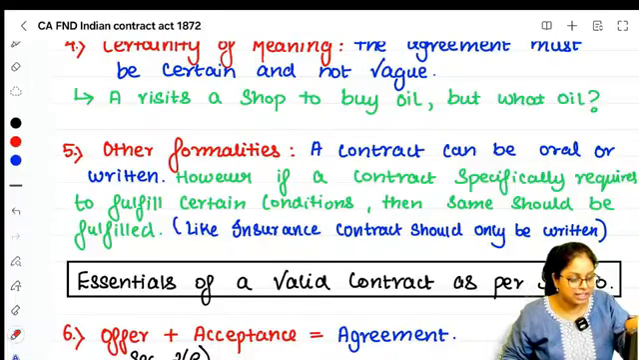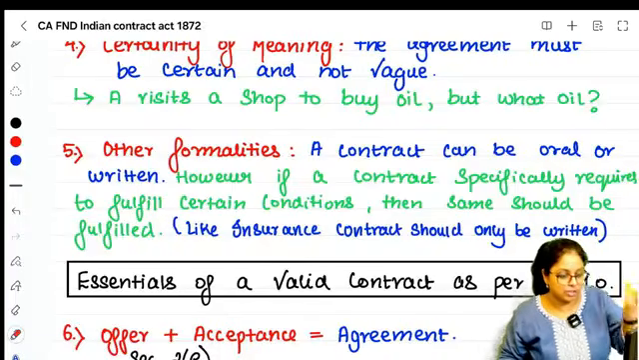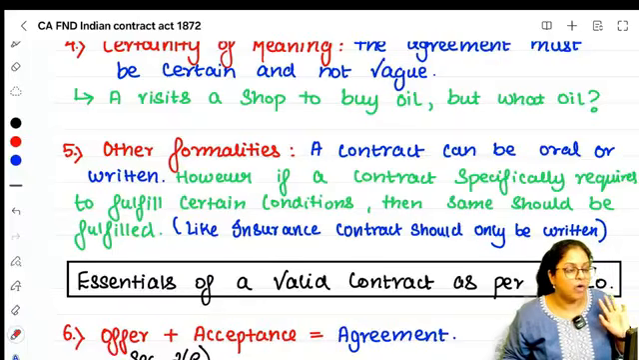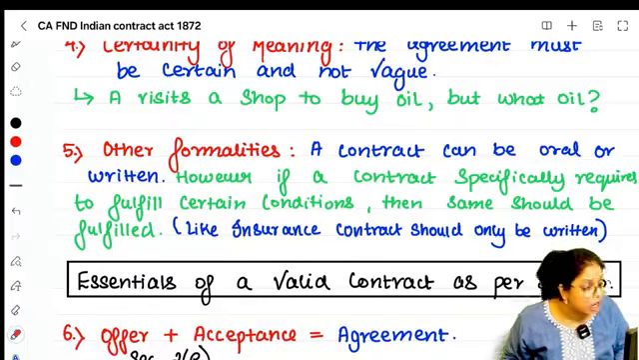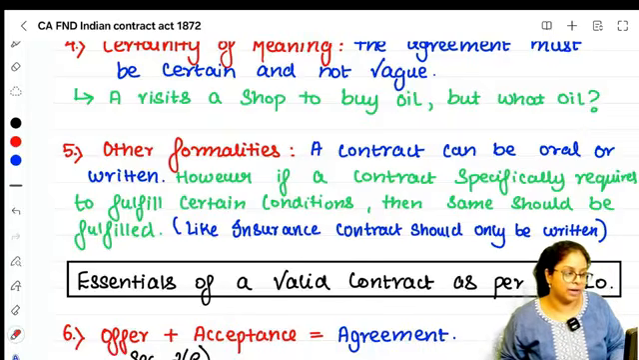It's an unconditional undertaking where one person promises to pay the other a certain sum of money only. For a certain sum of money only, and it should be properly stamped. So if it is not stamped, it is not a legal negotiable instrument.